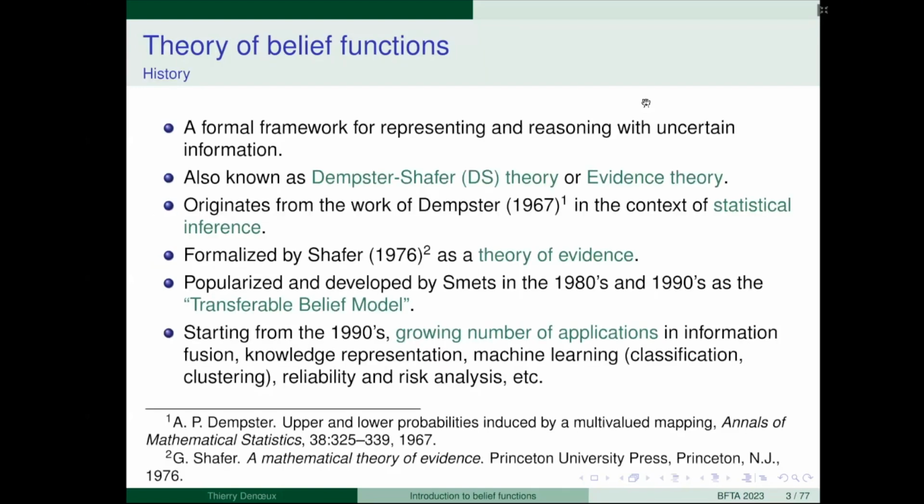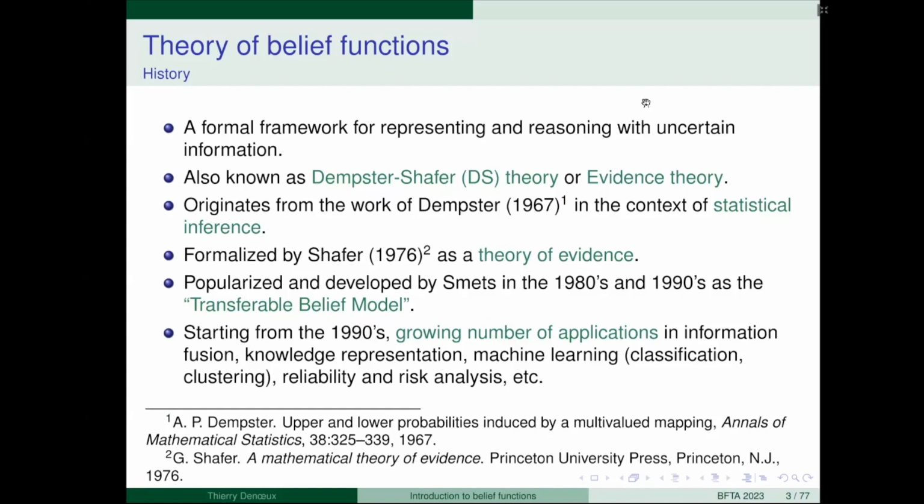Okay, so a little bit of history. So theory of belief functions is a formal framework for representing and reasoning with uncertain information. It's also known as Dempster-Shafer theory or evidence theory. All these terms are synonyms. It originates from the work of Dempster in the 1960s in the context of statistical inference. Actually, this story started with Dempster trying to generalize Bayesian inference. He wanted to have some mechanism for Bayesian statistical inference without using prior information.